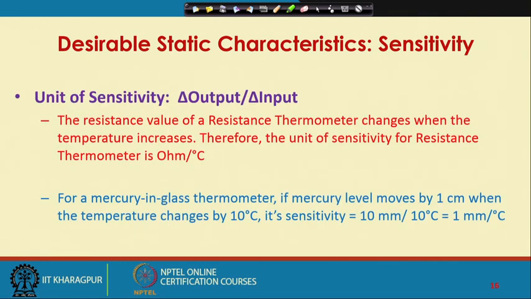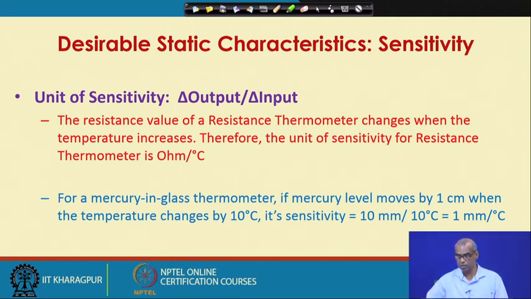So, what will be the unit of sensitivity? So, this is delta output by delta input. Accordingly, the unit is fixed. The resistance value of a resistance thermometer changes when the temperature increases. Therefore, the unit of sensitivity for a resistance thermometer is ohm per degree Celsius. For a mercury glass thermometer, if the mercury level moves by 1 centimeter when the temperature changes by 10 degrees Celsius, its sensitivity is 1 centimeter by 10 degrees Celsius, which is equal to 10 millimeter by 10 degrees Celsius, which is equal to 1 millimeter per degree Celsius.